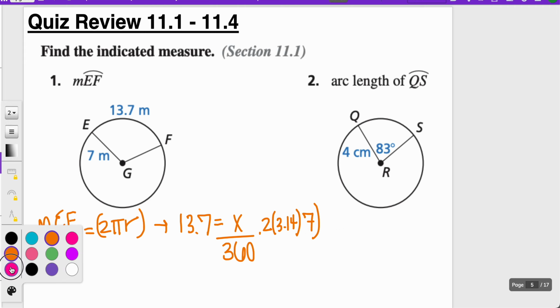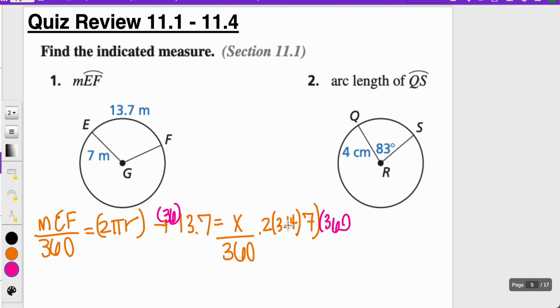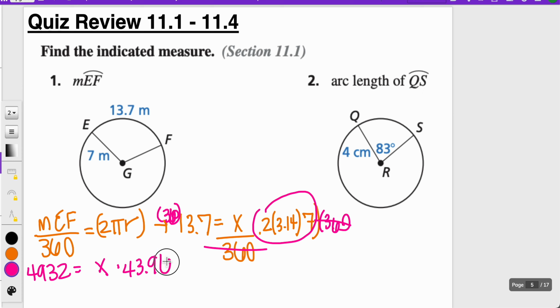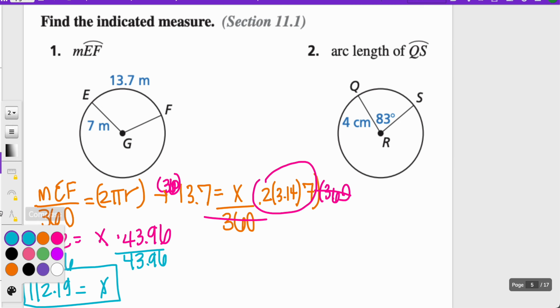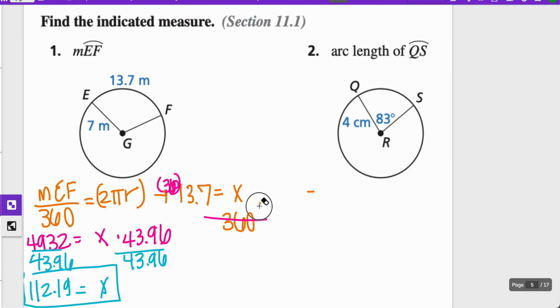What I'm going to do first is multiply both sides by 360 to get rid of these 360s. So that ends up giving me 4,932 is equal to x times, and then I'm going to do this guy, 2 times 3.14 times 7, which would be 43.96. And then I'm going to divide both sides by 43.96. So that x is equal to the degree measurement of about 112.19. Okay? I'll have to erase some to give me some room over here, so if you need to rewind the video, look back at it, go for it.